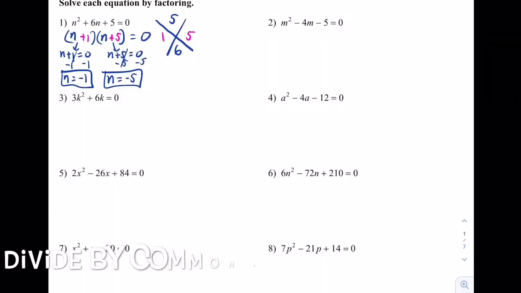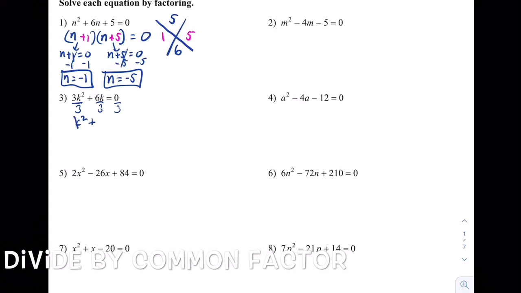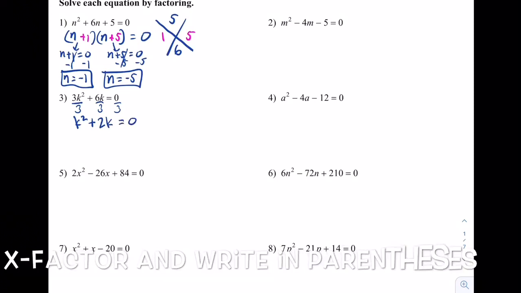Okay, let's do number 3. This one you see there's a common factor, 3. So we can divide everything by 3 first and see what we get. So we get k squared plus 2k equals 0. Once we have that, we're going to factor it. There's no c, so if you did your x here, your c will be 0 and your b will be 2. So our factors have to be 2 and 0, which multiply to 0 and add to 2.